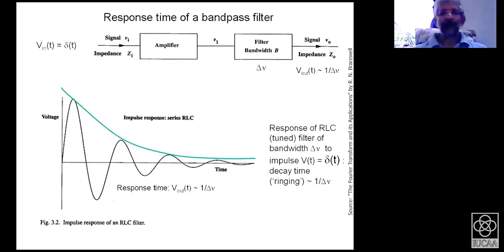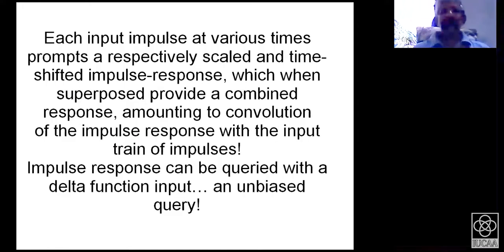Now, there is no particular importance to the particular response I have drawn here. It could be anything that you can choose, except now we're going to use this to see how to describe the output. Now we can see that each input impulse at various times will prompt a respectively scaled and time shifted impulse response, which when we superpose, will provide a description of a combined response, which is the output, and which is indeed a convolution of the impulse response with the input train of impulses.